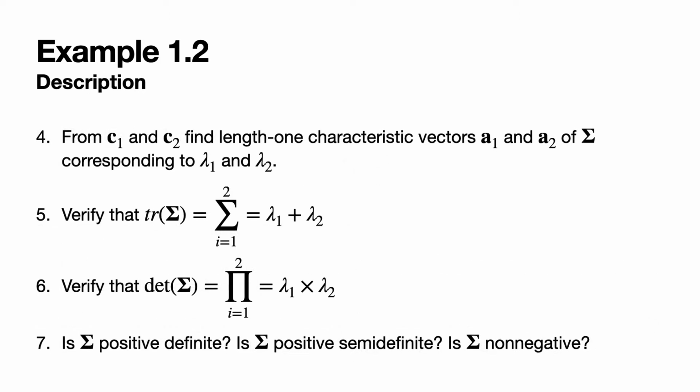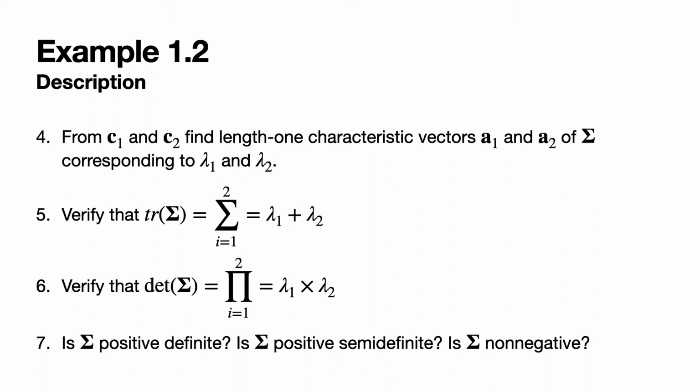From C1 and C2, we'll find length 1 characteristic vectors of cap sigma corresponding to lambda 1 and lambda 2, and we'll call these length 1 characteristic vectors A1 and A2. We'll then verify that the trace of cap sigma is equal to the sum of its characteristic roots. We'll also show that the determinant of cap sigma is equal to the product of its characteristic roots.